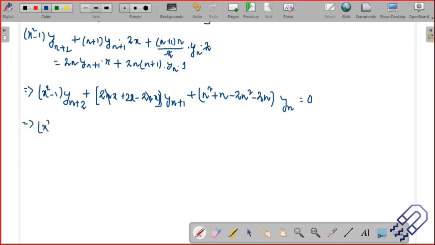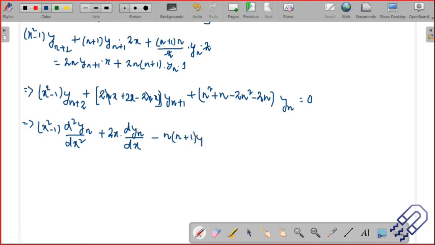So I'll write it down as x square minus 1 and d n plus 2, d n plus 2 can be written as d square yn, meaning we are differentiating it n times, so it is the same thing, dx square. It can be written in this way, plus this is just 2x which remains here. So we can write it as 2x, yn plus, similarly I can write it down as dyn dx, same thing, plus, so n square minus 2n square is minus n square, n minus 2n is minus n, so I will just take out that minus sign. Okay, so I'll write it down as minus n into n plus 1.